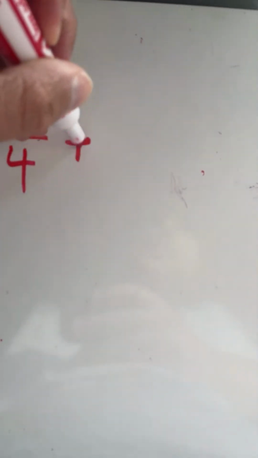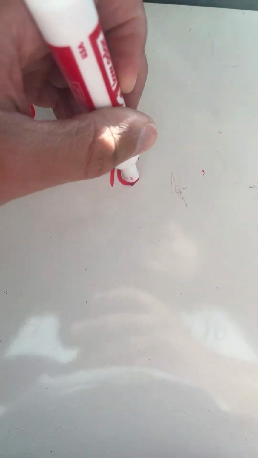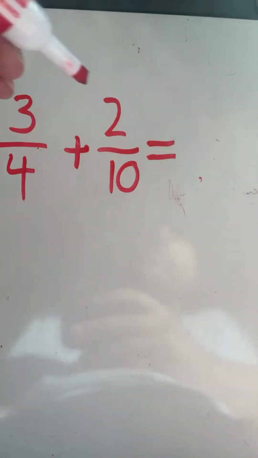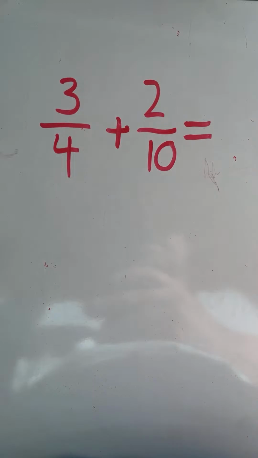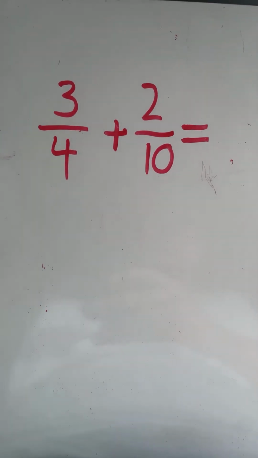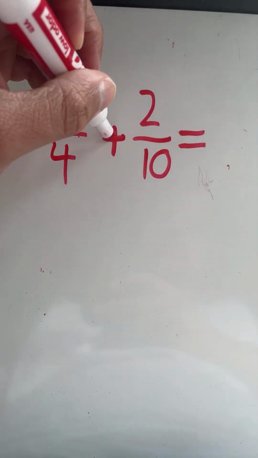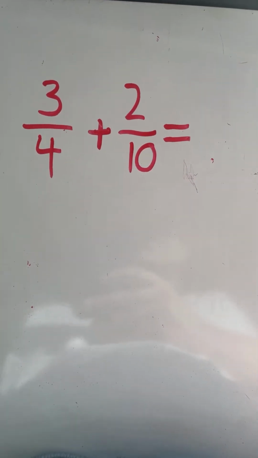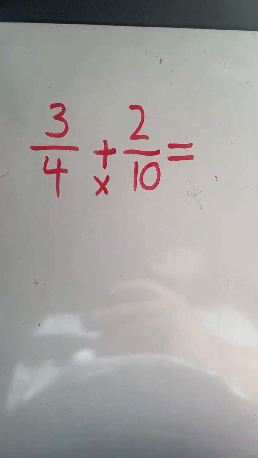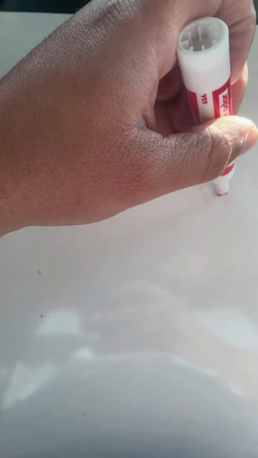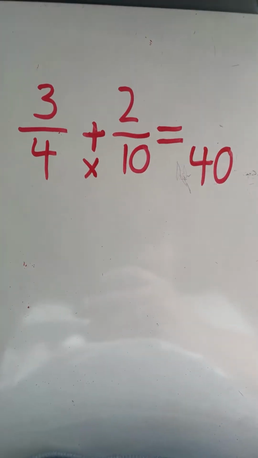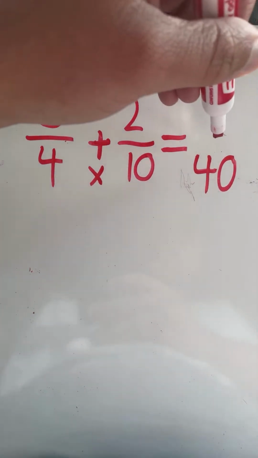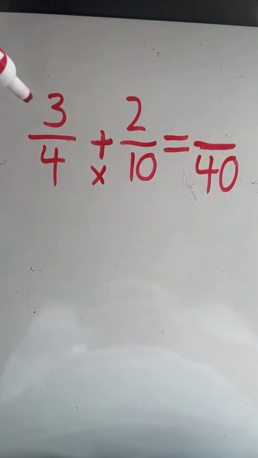All right, next example problem. We have 3/4 plus 2/10. So step 1, we multiply our two separate denominators to find a common denominator. 4 times 10 equals 40. So 40 is our common denominator.